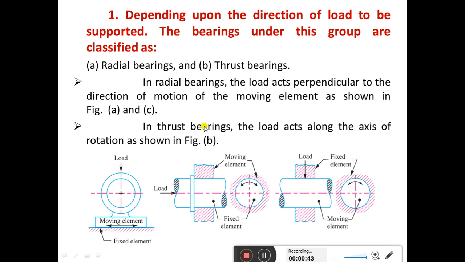And in a thrust bearing, the load acts along the axis of rotation. Here you can see this thrust load is acting along the axis, but in the case of radial, the load is acting perpendicular to the axis. So these are the two types of bearings depending upon the direction of load.